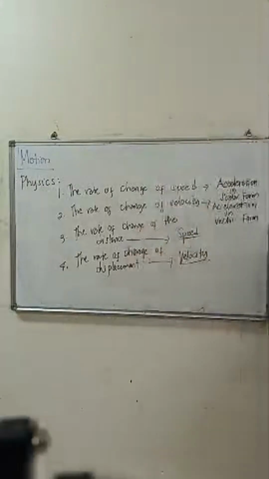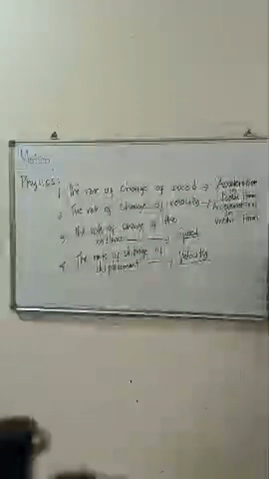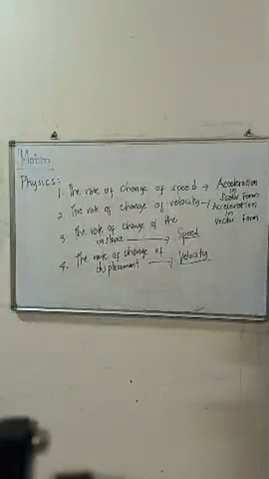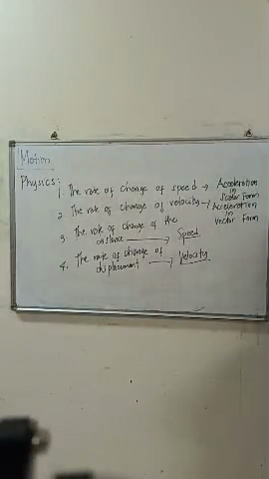Going back to physics, the rate of change of speed is acceleration in scalar form. What do we mean by that? You say the ball is accelerating regardless of whether it is downward, horizontal, diagonal, or in a projectile manner. When you throw the ball, of course the ball is accelerating. Since we don't specify the direction, that is only acceleration in scalar form, the rate of change of speed.